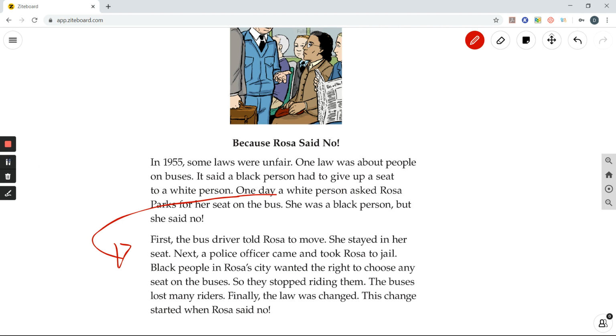So if I want to understand how the events in the Montgomery bus boycott started, I need to think about what happened first.